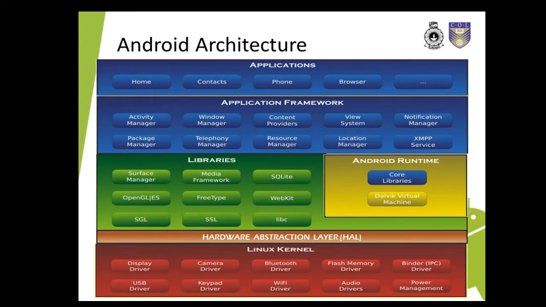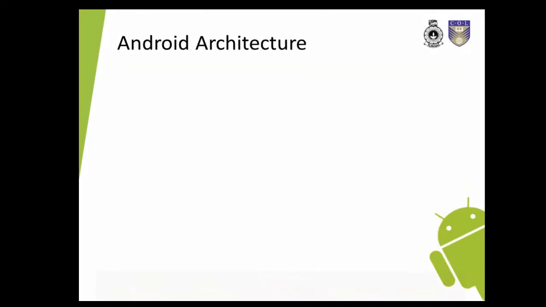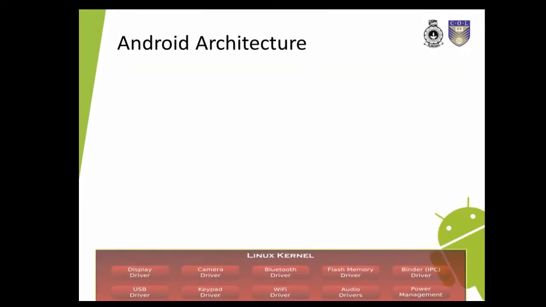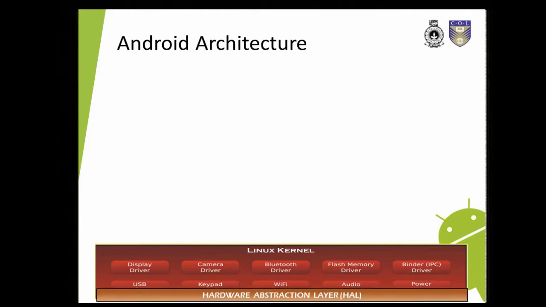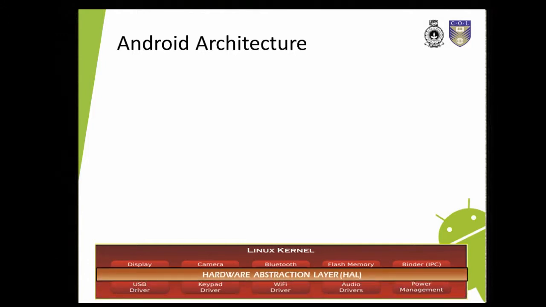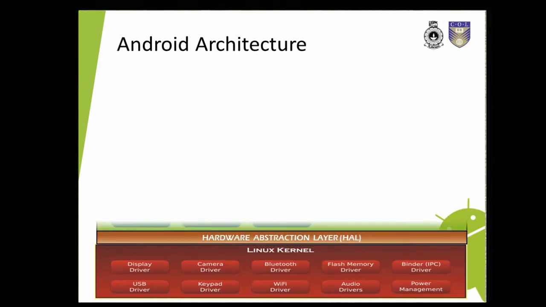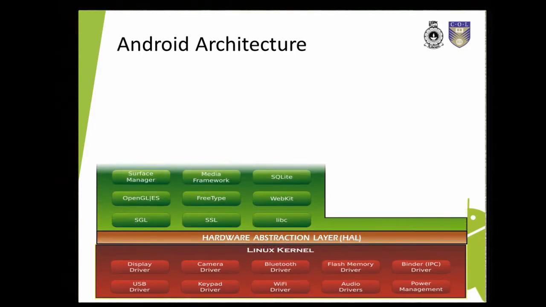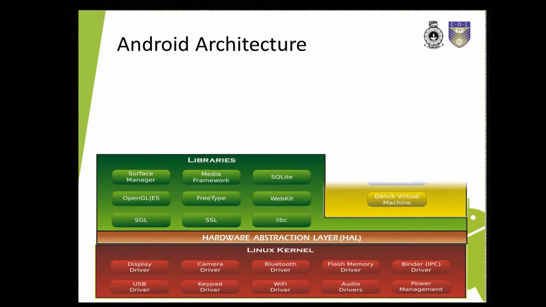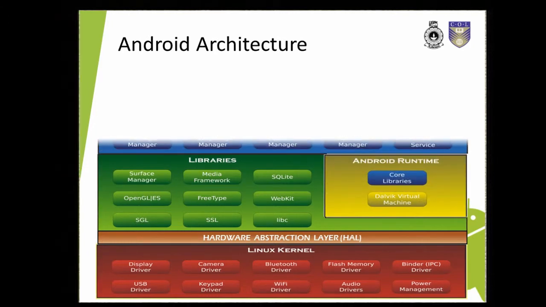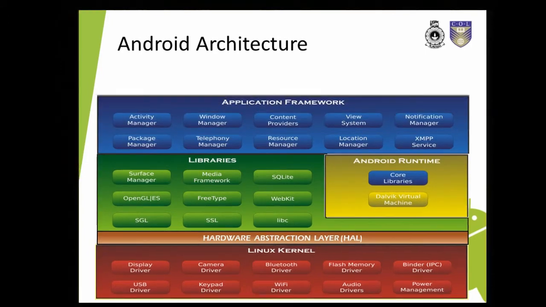Android architecture is also called a software stack because of the collection of layers. Let's get familiar with the different layers. Android is based on the Linux kernel. Then there's the hardware abstraction layer, which is also referred to as HAL. The other layers are native libraries, Android Runtime or ART, and the Android Application Framework.